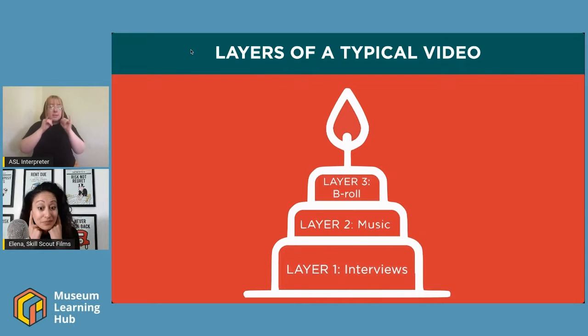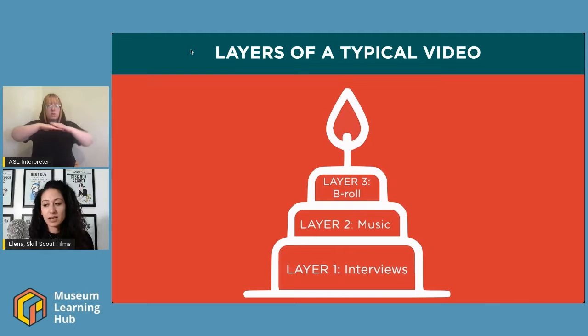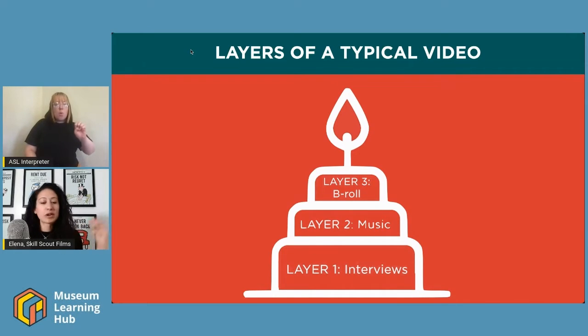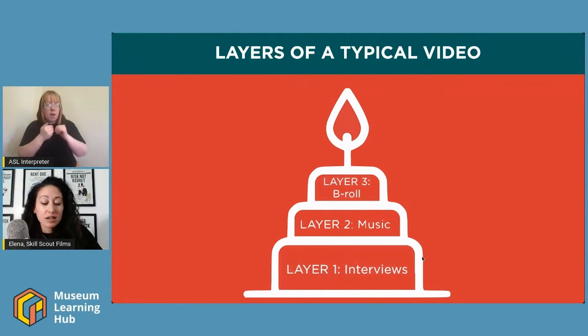Then the music. The music helps to set the pacing. It helps us set the tone. Are we going for something a little nostalgic? Are we going for something a little snippy? And then the B-roll, which is technically the visually rich way that we can bring to life what that speaker in layer 1 might be saying. And the truth is, right, sometimes the standard layers of a video may not even include layer 1.